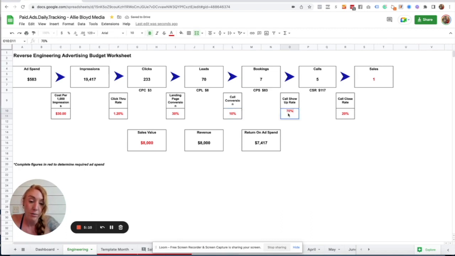Call show up rate. We are going to take this from 70% to 80%. Now we're at $500 with 75. This is always a great number because the higher your show up rate, the more opportunities you have to sell. Now let's look at our call close rate. We'll take that from 20% to 30%. And now we're at $332 daily ad spend with a 7,668 return on ad spend.